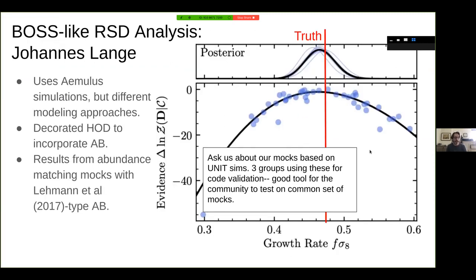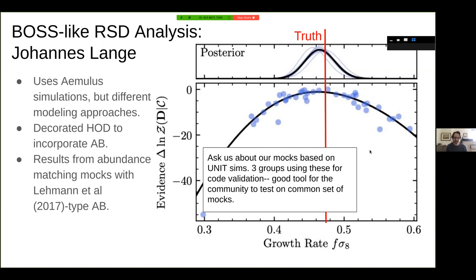So there was a bit of circular reasoning in that last slide because the mocks that we tested had the exact same assembly bias model put into them, right? That's more of a validation test. There are other analyses out there which are doing very different things. So Johannes is, of course, going to do a simulation-based approach for redshift space distortion analysis on BOSS-like galaxies. He's using the Abacus simulations, but using a very different approach at many different stages in the whole framework. First is that he's using a decorated HOD to incorporate assembly bias, different from what we're doing, with Vmax as his secondary parameter. And to validate his model, he ran a test on a mock. Now this mock is actually using abundance matching, so it breaks a lot of the assumptions that we use in these sort of simulation-based HOD-based approaches. And the abundance matching mock actually has assembly bias in it, using this Lehmann et al. type of composite quantity to do the abundance matching on.